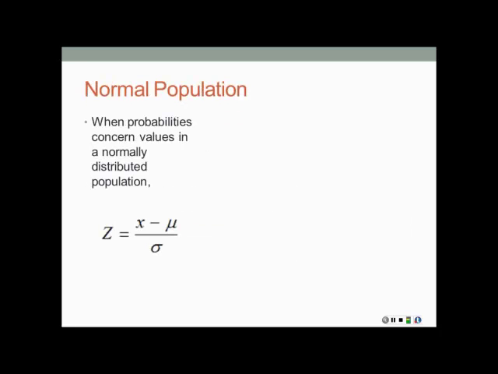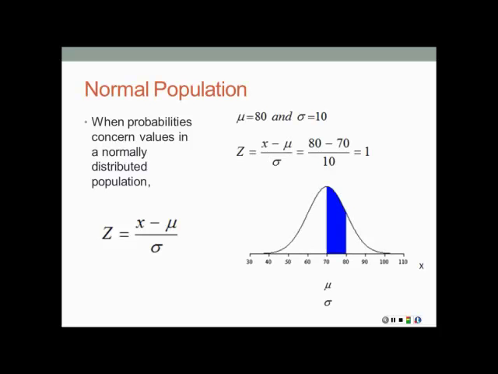So for the normal population, z is equal to x minus mu over sigma. For example, if we have a population mean of 70 and a population standard deviation of 10, and we want to know the area between the mean and 80, or between 70 and 80, we just take x minus mu over sigma: 80 minus 70 over 10, one standard deviation. z is 1, so we're one standard deviation above the mean.